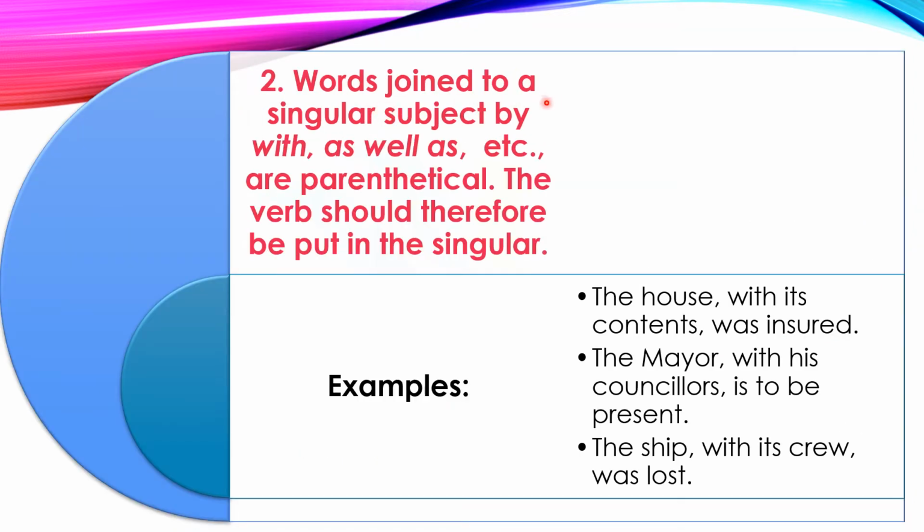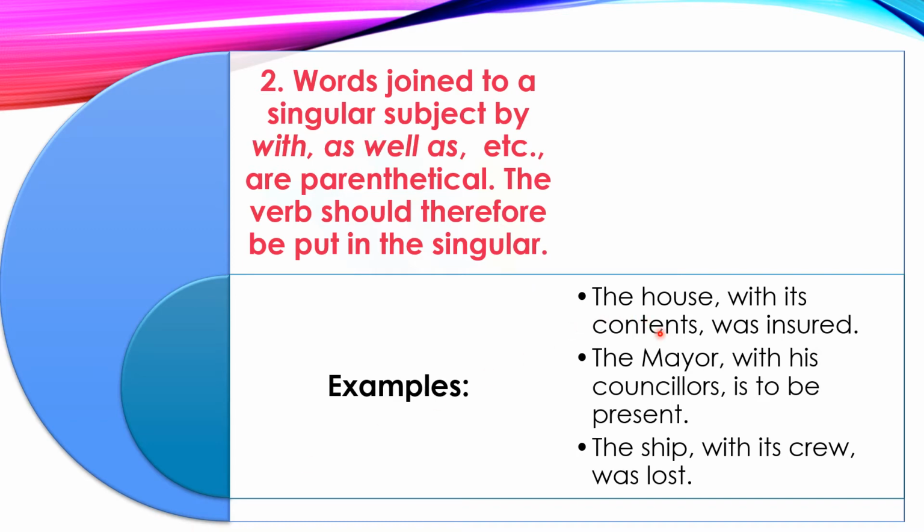Words joined to a singular subject by with, as well as, etc. are parenthetical. Parenthetical means explanatory, that is, intended to explain. Then the verb should therefore be put in the singular. Let us understand this through an example. Okay, it will be clear to you.